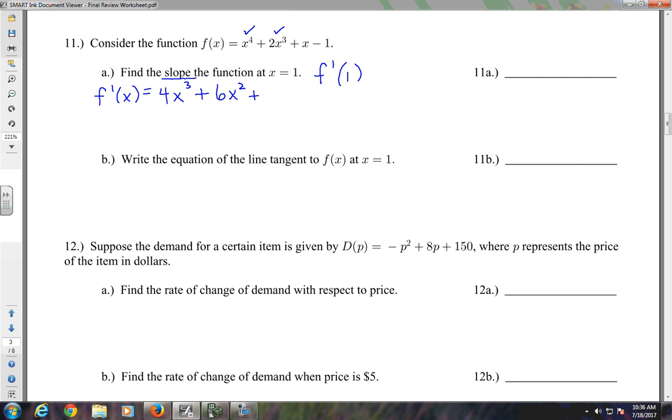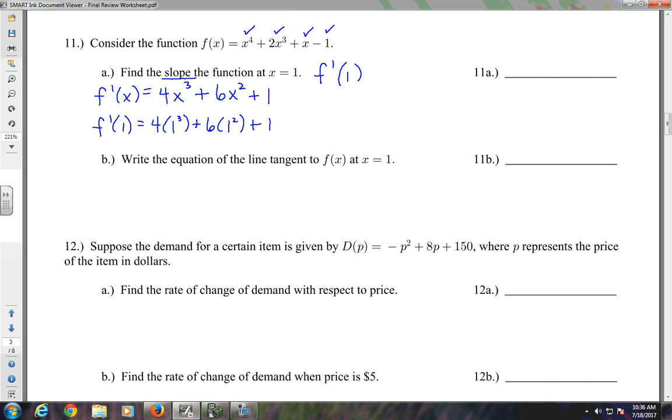Plus, how about the derivative of x? Have you gotten that one down? It's 1. And the derivative of negative 1, since it's a constant, is 0. So at this point, our derivative is complete. Now we need to evaluate the derivative at 1. So let's find f prime of 1. We're simply replacing all the x's with 1's, and we'll go back and calculate.